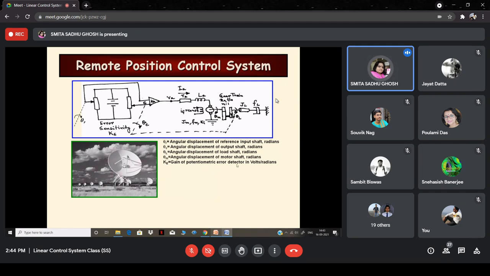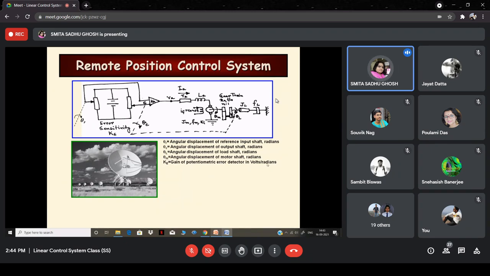Next, we define Ke, which is the sensitivity of the potentiometric error detector, also known as the gain of the potentiometric error detector. As far as this potentiometric error detector is concerned, the output is in, what is the unit? It is in volts, right? And what is the unit of the input, that is theta s? It is radians. So the Ke unit will be volts per radian. It is going to convert from radians on the input side to volts on the output side.